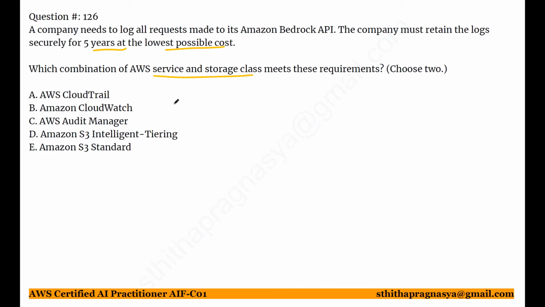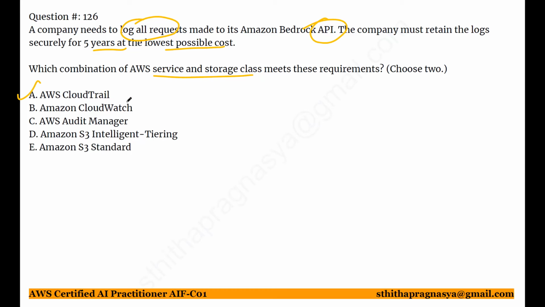What is the answer? And we already know if you want to store something somewhere, logs especially with the lowest cost, it has to be S3. And if you want to get the logs, what is the service you will use? And what are they saying? They're telling you to log all requests, API requests. And what better service than CloudTrail? Basically, CloudTrail records API calls and actions across AWS services, including Bedrock, and it provides a history of these events for auditing purposes. This is the correct service to log requests made to Bedrock APIs, so that's one option.